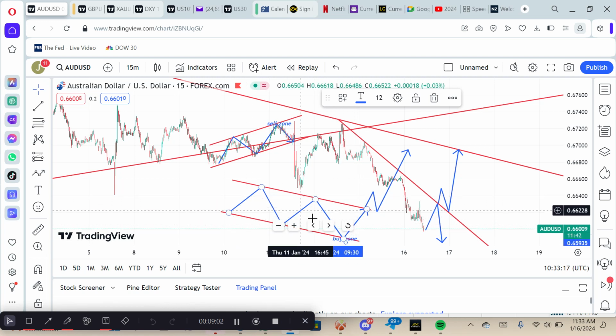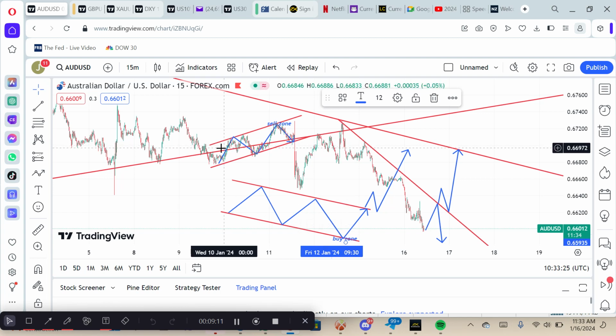Remember, don't join trades at the middle of the journey. When the market is already moving, if it is not at the extreme, leave it, don't join. Look for another setup. Don't join at the middle. Always trade at the extreme, whether buy or sell.